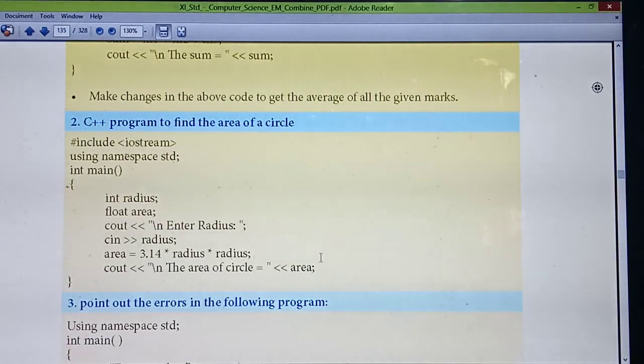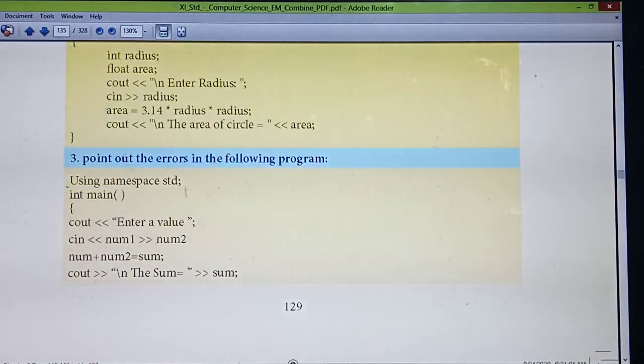Yes. So two hand practice programs they are giving. Okay. These 2 programs you should write in your notebook. This program as well as the output you should write, and after the school reopens I will explain with the output. Okay. Then the third one is point out the errors in the following program. Okay. This is very important.